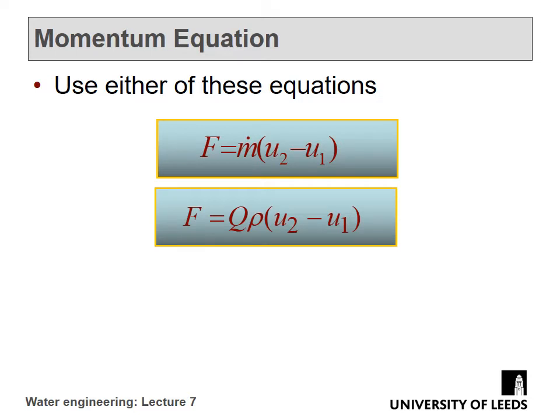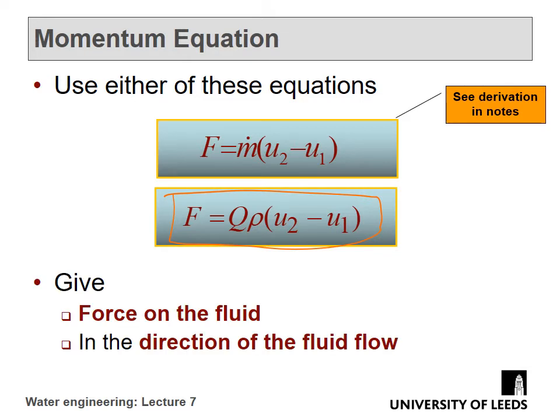We can actually write this same equation in terms of rate of change of mass. Instead of rho Q, we use m dot. You'll see that in some books, we're not going to use it in this lecture theatre. We're going to use this form with rho Q, because we have a constant density, so this works more easily. And this force is the force on the fluid, and it's in the direction of the fluid flow. Force is clearly a vector, as you know.